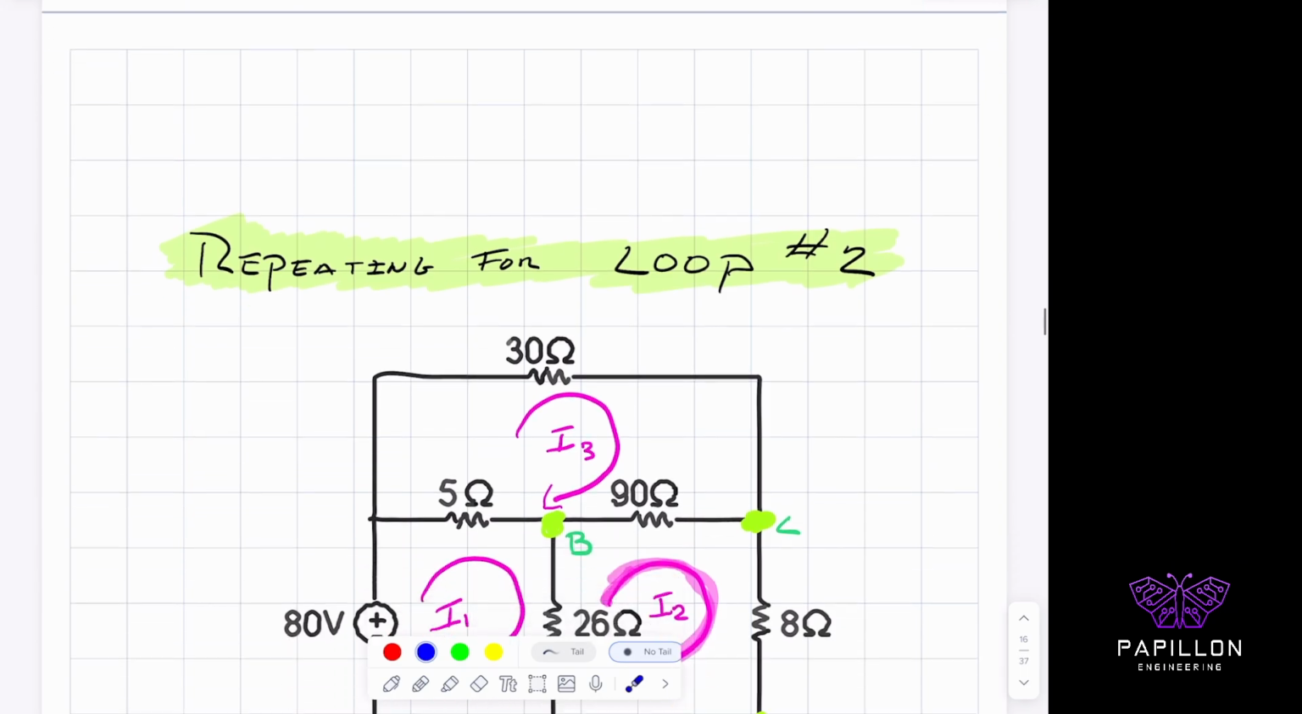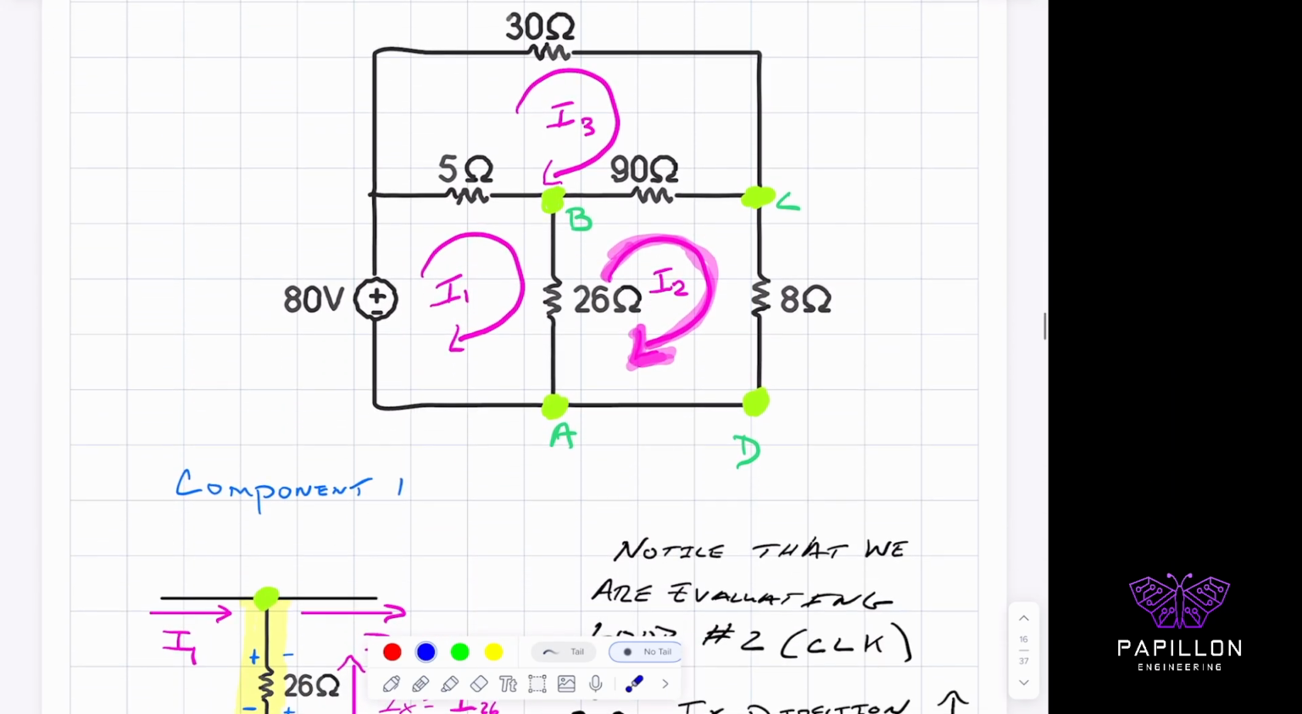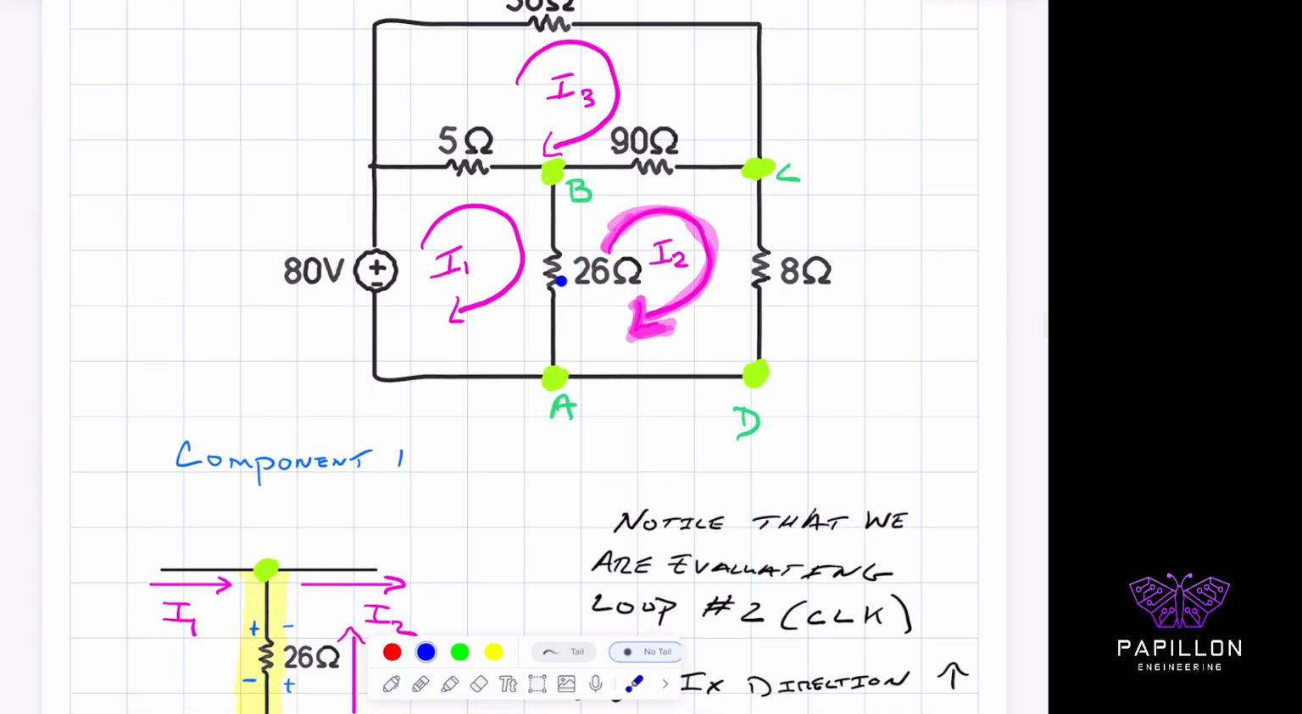And in loop 2, let's practice this one more time. If you take a look at loop 2, I now call this ABCD. I create another box. Now I2 is my important one here. So I have 3 components: the 26 ohm, the 90 ohm, and the 8 ohm. Notice something special. The 8 ohm is the only one that doesn't share current with anybody else. So 8 ohms is attached only to I2. The 90 ohms has a contribution of I3 and I2, and the 26 ohms has a contribution between I1 and I2.